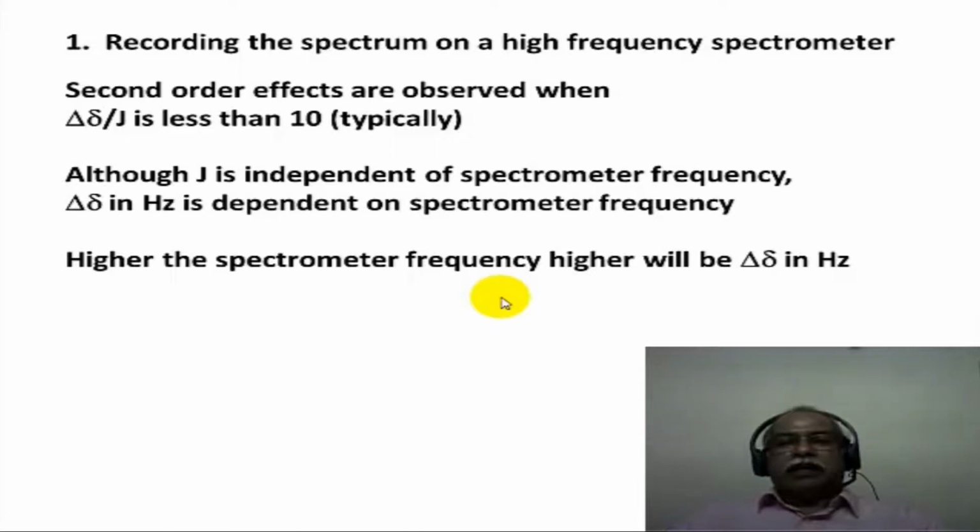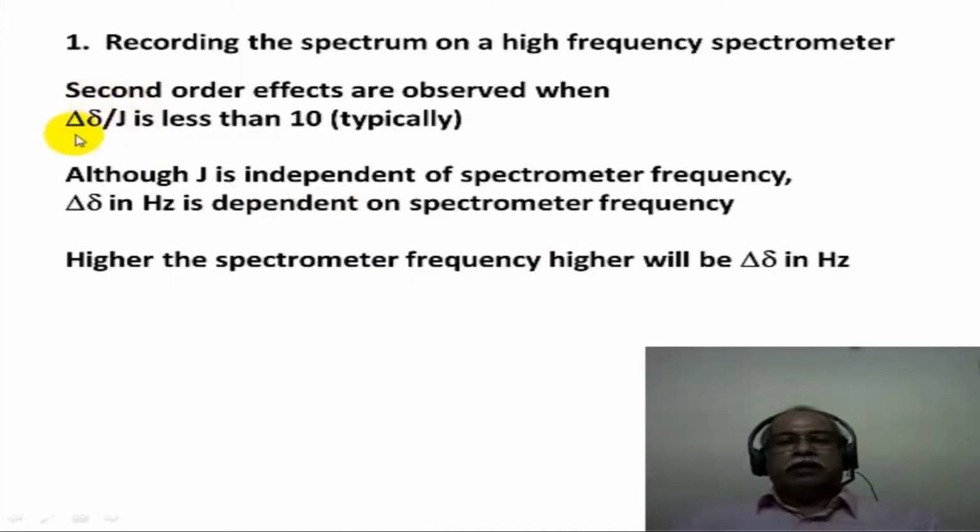Now, why does the high spectrometer frequency help in solving the second order spectra? Because second order effects typically arise when delta delta divided by J is less than 10, which is typically the value that one sees. Although J is independent of spectrometer frequency, delta delta is not independent of spectrometer frequency when it is expressed in Hertz. Therefore, a higher spectrometer frequency will help because it will increase the delta delta value in Hertz and thereby increase the delta delta divided by J.